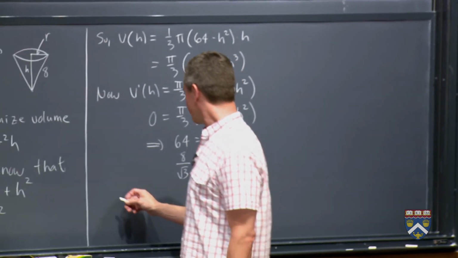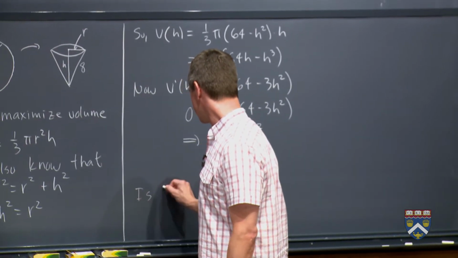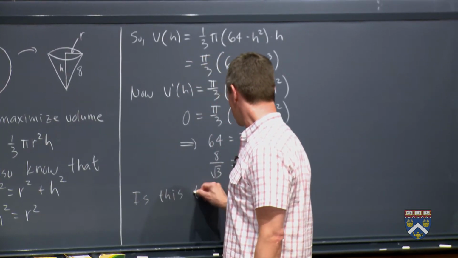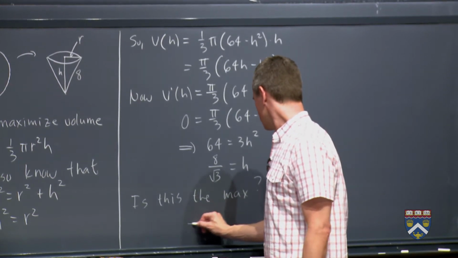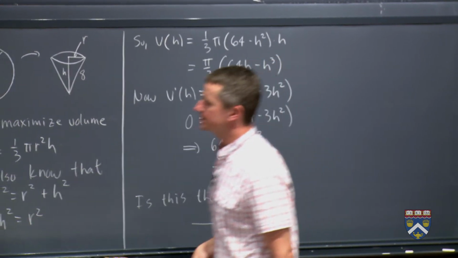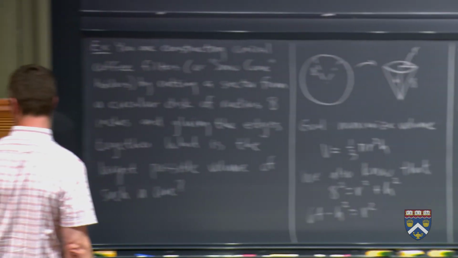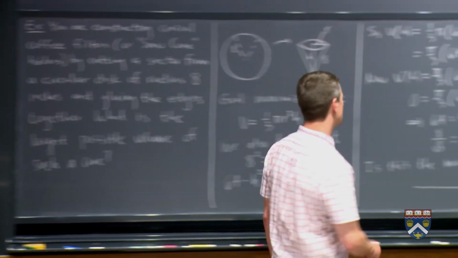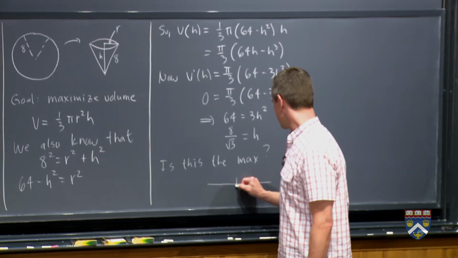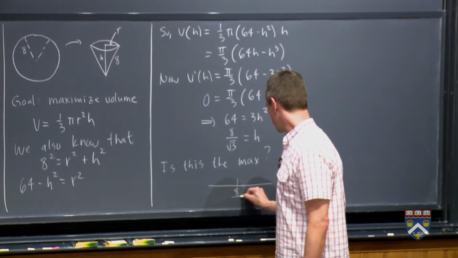We want to check, is this the max? We hope it is. So far, we've had good luck, right? These have always been what we were looking for. They've always been the max or the min, just what we wanted. Wonder if that's always going to continue. So 8 over square root of 3.